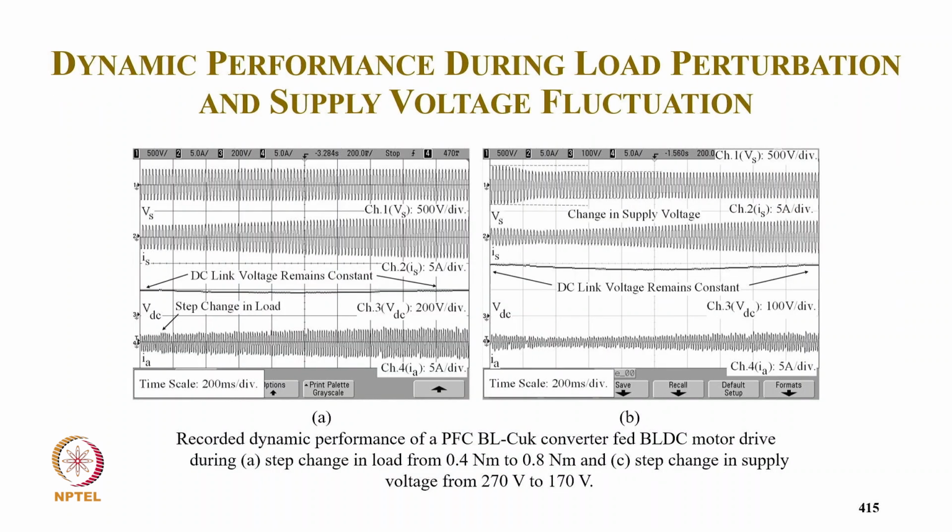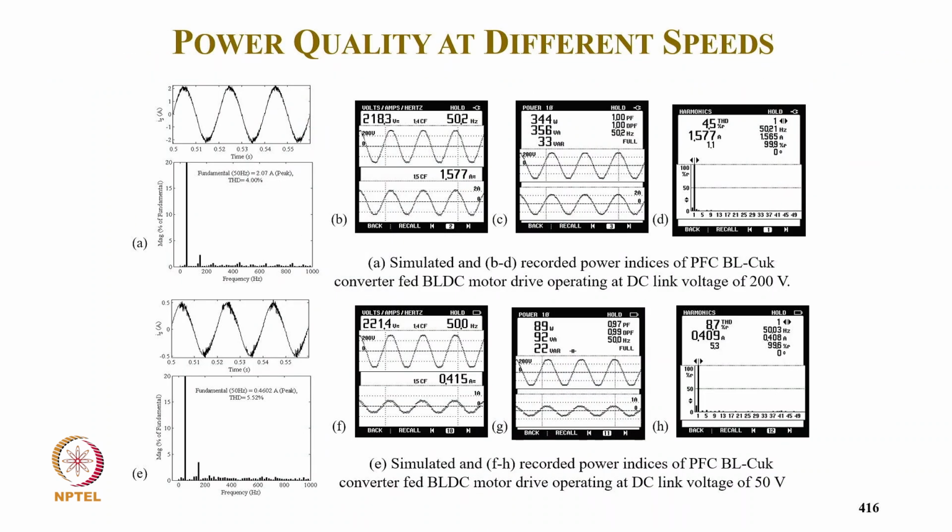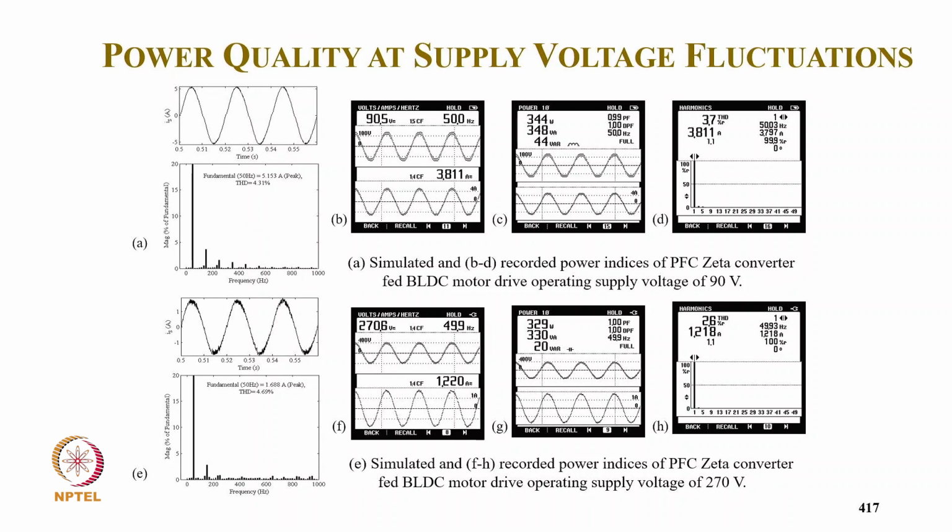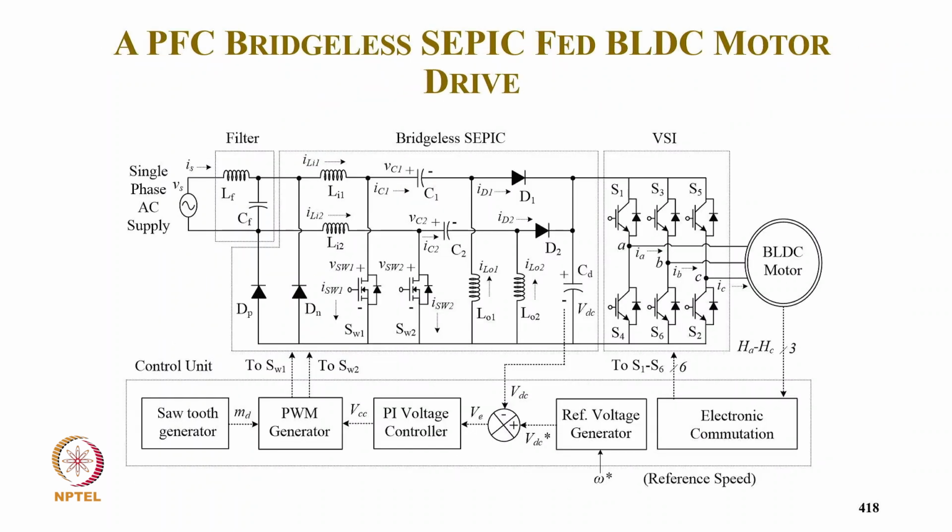Then the experimental result for load change and supply voltage change. The power quality performance at full load at 218 watt is THD of supply current 4.5% with unity power factor. At light load at 50 volt DC link, we have THD 8.7% with power factor 0.97, and then at 90 volt we get, at full load, 3.7% THD and power factor 0.99. At 270 volt we get THD of 2.6% with power factor unity at full load.